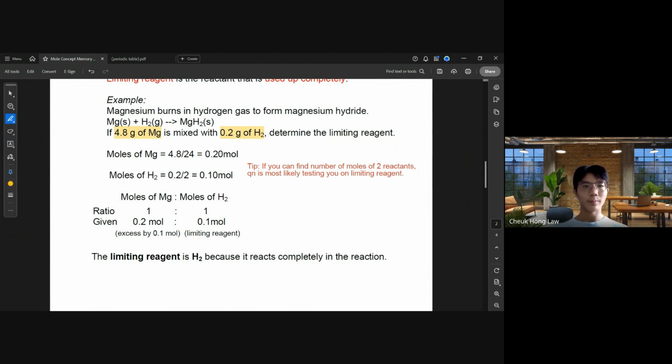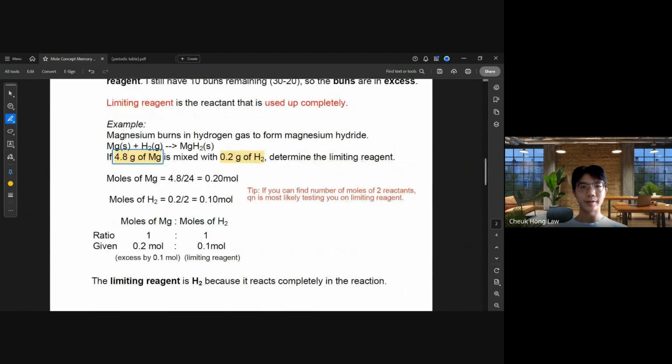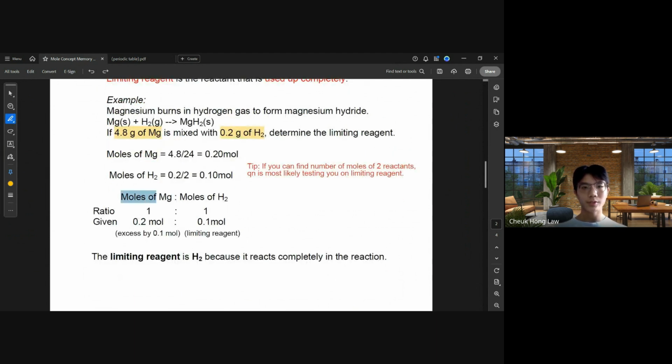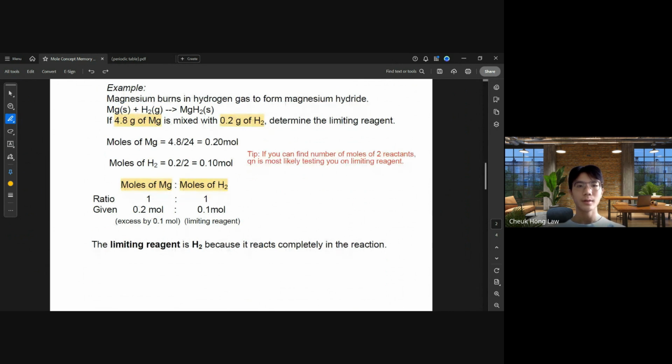Okay, so the next step will be to compare the mole ratio, because there's already the chemical equation here. So moles of Mg to moles of H2. For limiting reagent, we always compare the mole ratio of the reactants. The reactants are the ones on the left side of the chemical equation, so magnesium and hydrogen. We compare these two. So the ratio is 1 to 1.